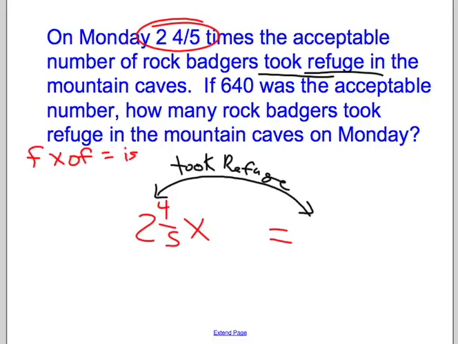Once we do that, now let's look. What does the number 640 represent? Does it represent the number that took refuge? Does it say 640 took refuge? No. It's saying 640 was the acceptable number. They want to know how many rock badgers took refuge then. This is what we're looking for. That's where our variable is going to go. We're looking for how many took refuge. Is 640 a total? Yeah. That's the total that would be okay to be in a cave.